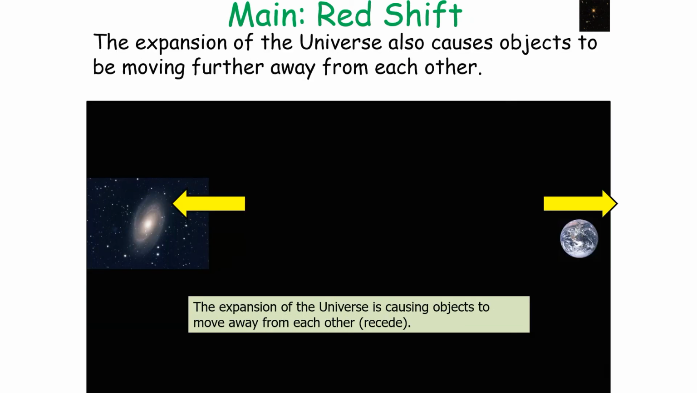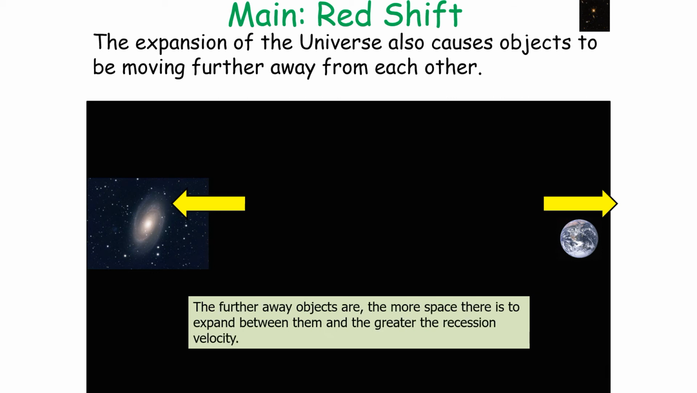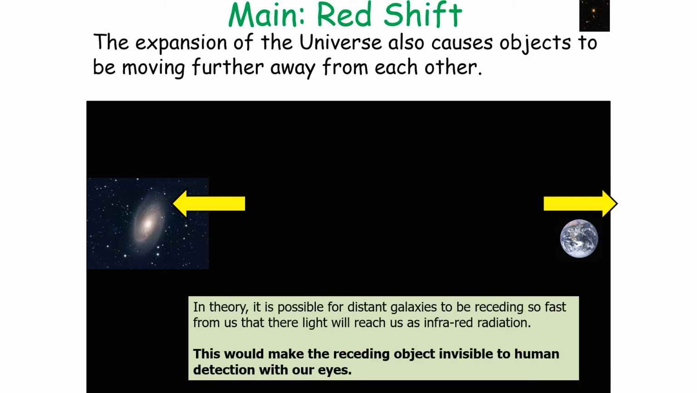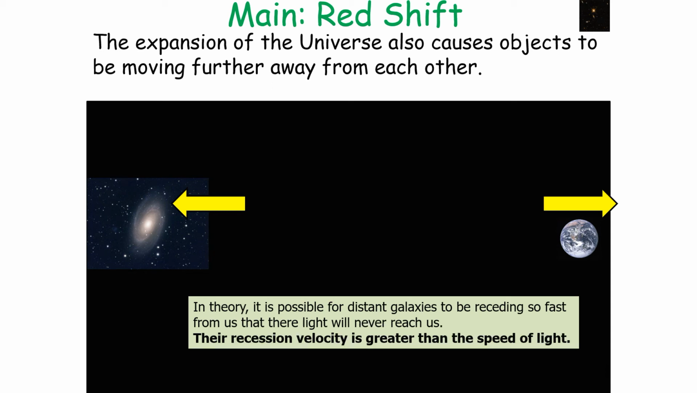So let's just clarify what's going on. The expansion of the universe also causes objects to be moving further away from each other, or recede. Now, the further away objects are, the more space there is to expand between them, and the greater the recession velocity, which we call Hubble's law. So in theory, it's actually possible for distant galaxies to be receding so fast from us that light will reach us as infrared radiation. So this would make the receding object invisible to human detection with our eyes. But in theory, it's possible for very distant galaxies to be receding so fast that light from them will never reach us because their recession velocity is greater than the speed of light.